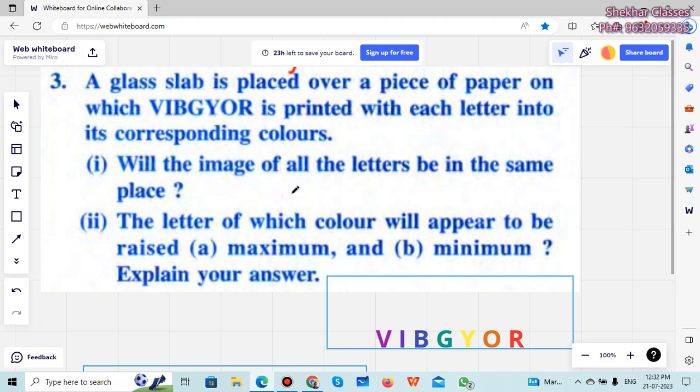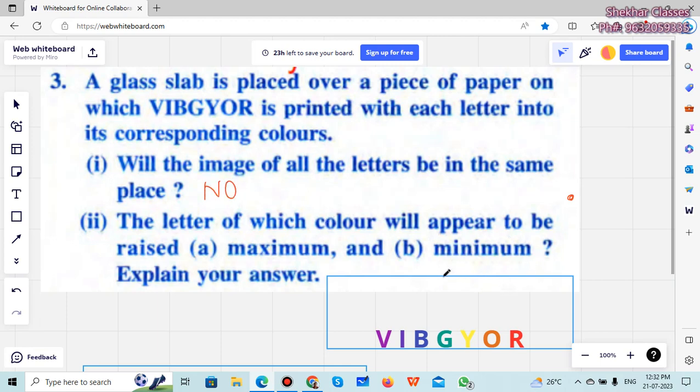Now the question is, will the image of all the letters be in the same place? Obviously, yes, once you see these letters from outside, they will look raised. The question is, will they be raised to the same level? The answer is no. This is a closed question, so the answer directly is no.